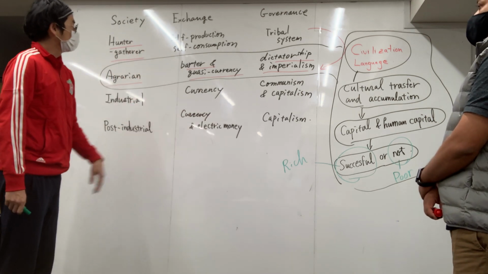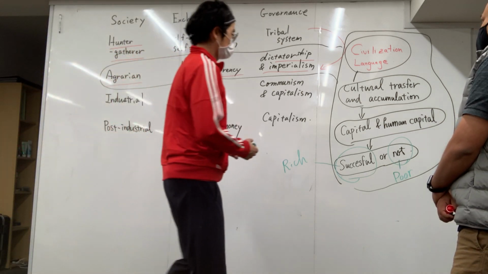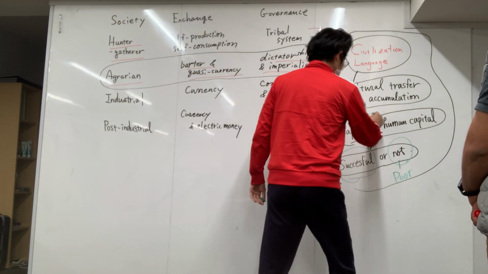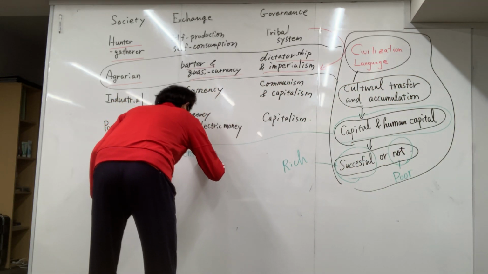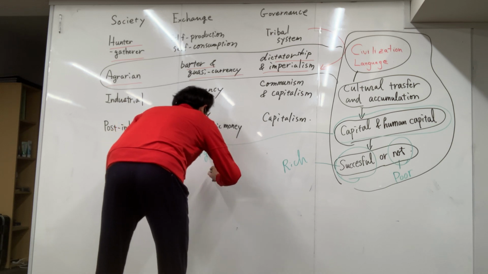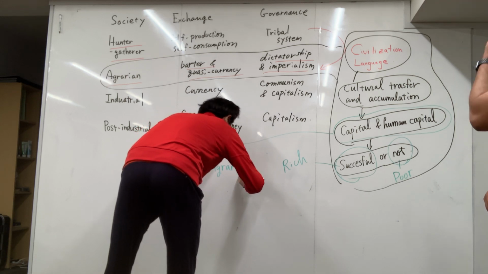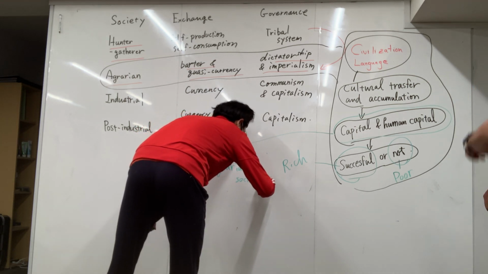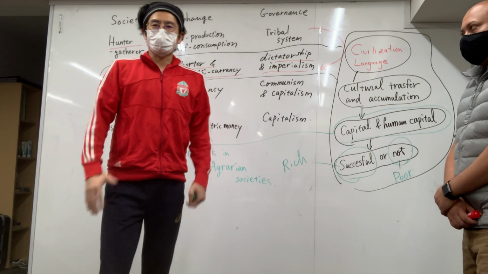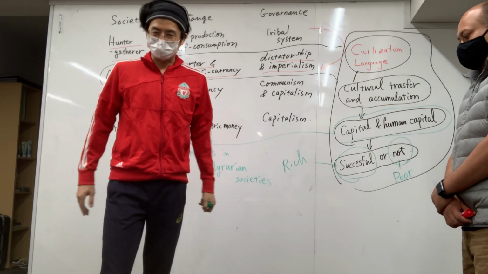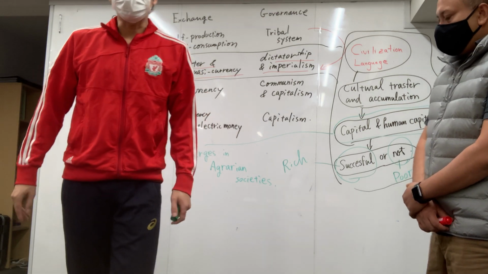All right, good. So capital is taking many different forms depending on the type of countries and societies. And the concept of capital emerges in agrarian society. Okay, I tell you one more time: the concept of capital emerges in agrarian society. I will give you a question in the final exam related to this.